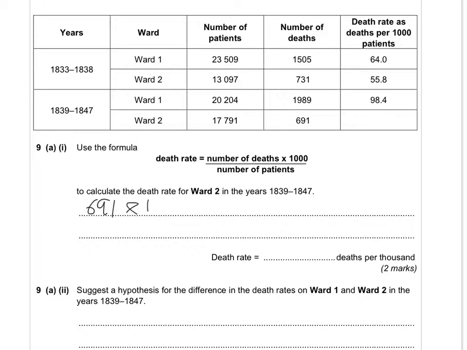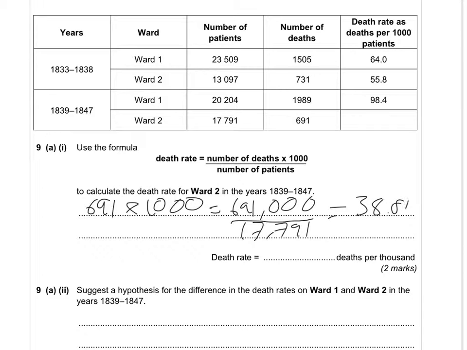Multiply that by 1,000, which is going to equal 691,000, and then we need to divide that by the number of patients, which is 17,791. We run that through the calculator, and that gives us an answer of 38.84 deaths per thousand. So this here is your answer, and that's how you get there.